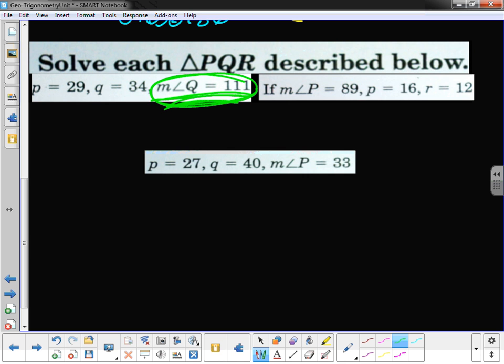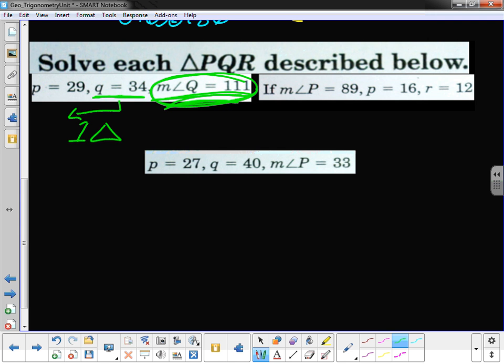Here, my angle Q is 111 degrees, which means it's more than 90. So as long as side Q is larger than side P, I have one triangle. In other words, I just use the law of sines, and the answer I get will be the answer I get. No problems there.